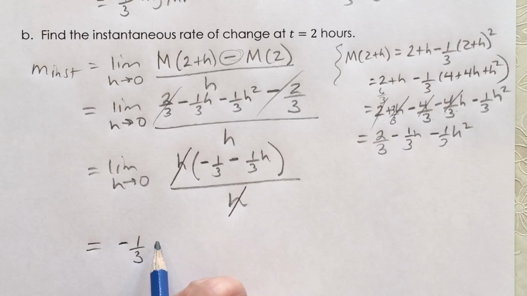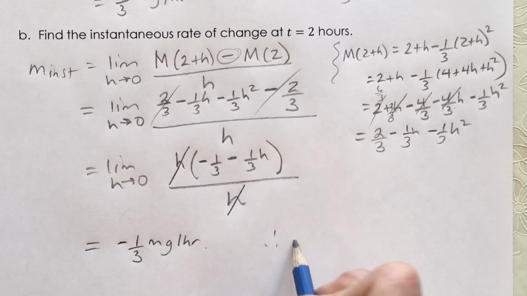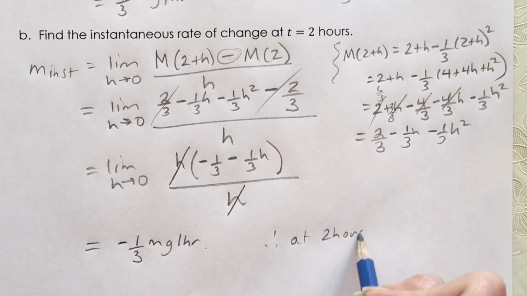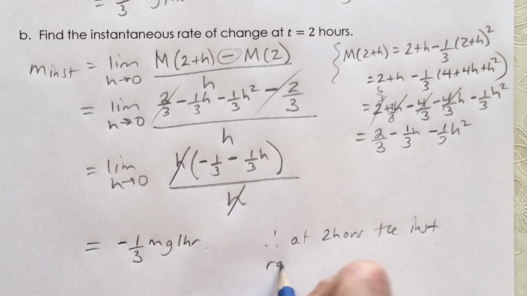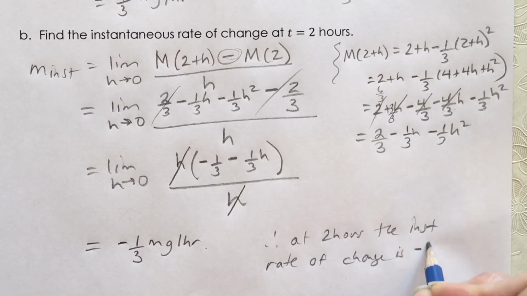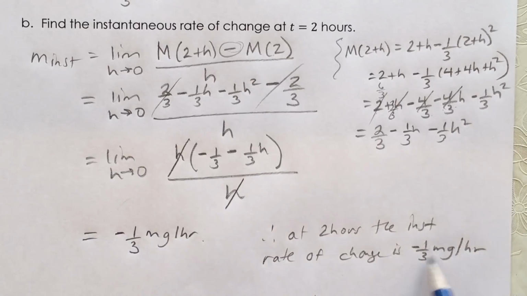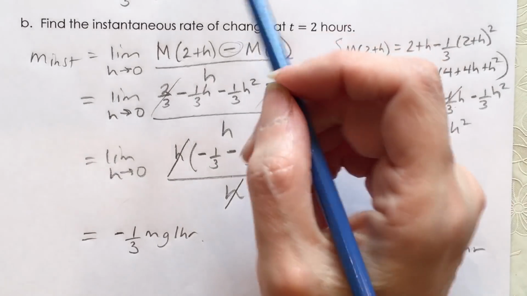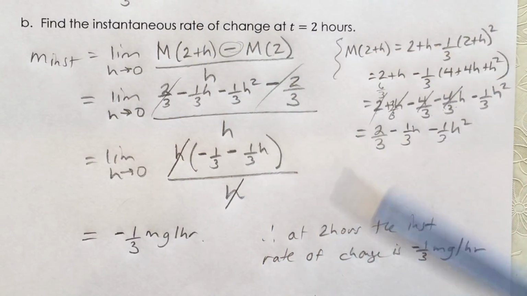And that would be milligrams per hour again. So therefore, at 2 hours, the instantaneous rate of change is negative 1/3 milligrams per hour. So the amount in your bloodstream is decreasing by 1/3 of a milligram every hour at 2 hours, but over the first 2 hours, because it's going into your bloodstream, the average rate is positive 1/3 milligrams per hour.